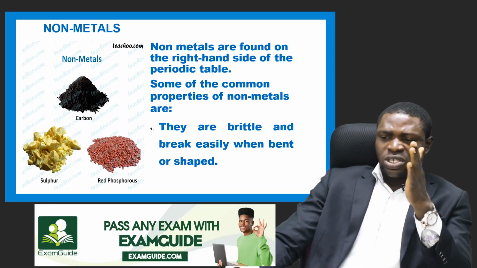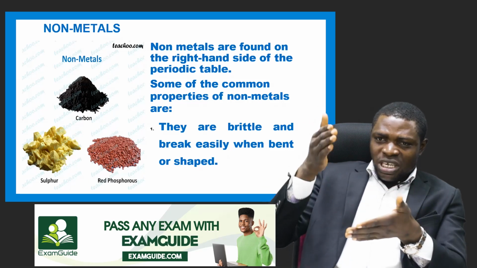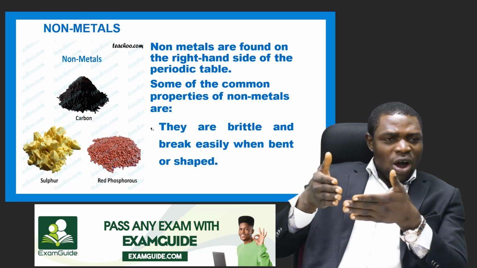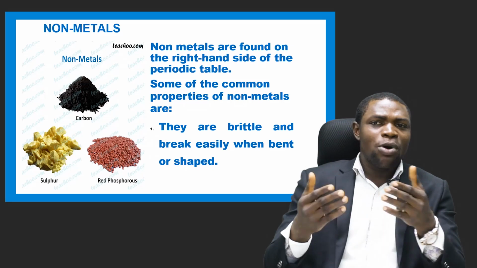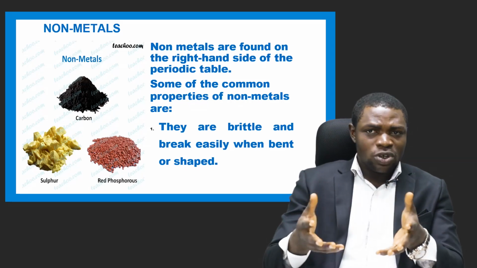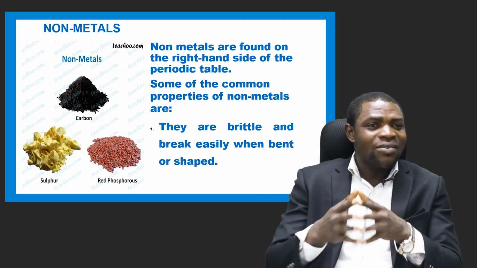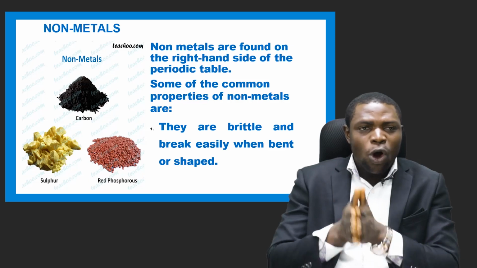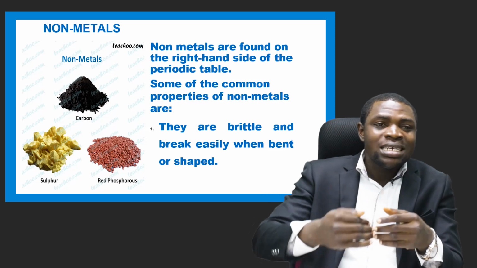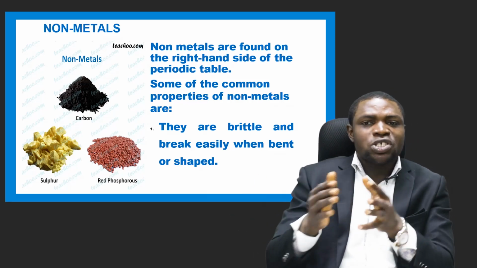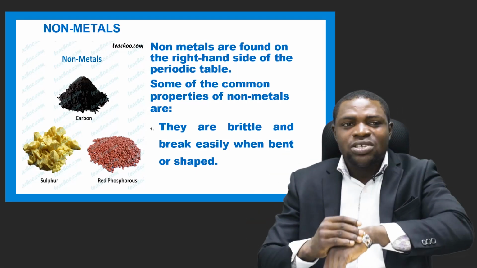So non-metals: generally, from group 4, group 5, group 6, group 7, they are all non-metals. Now generally, let's have a review of them. Carbon, sulfur, phosphorus, all of them are non-metals. There are peculiar characteristics that all of them have, regardless of their group or their period. But we are going to further distinguish between the chemistry of carbon, sulfur, and phosphorus, and analyze each of their characteristics.